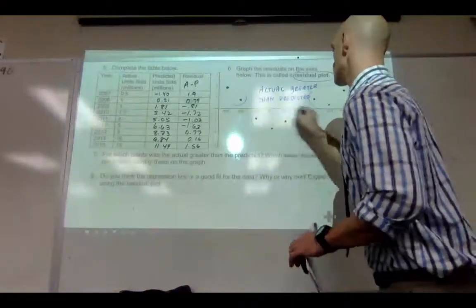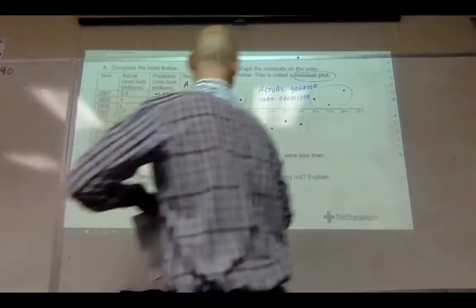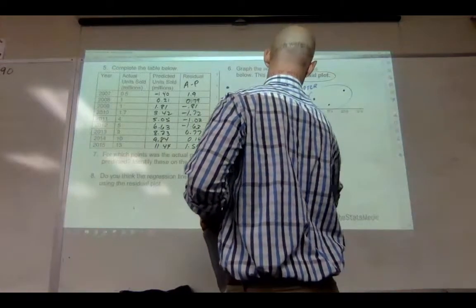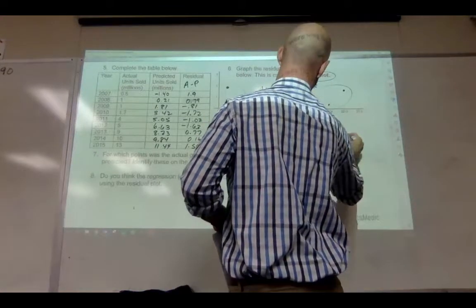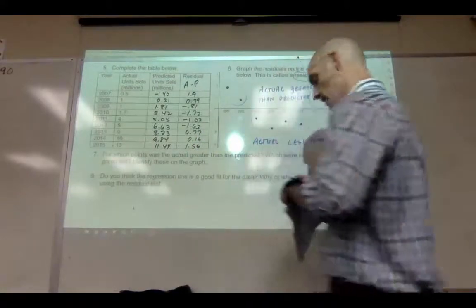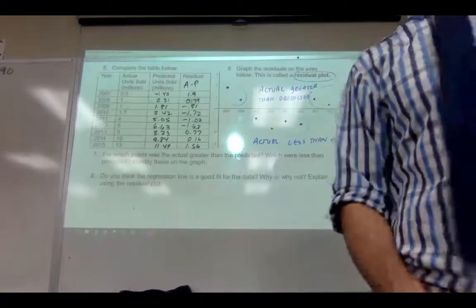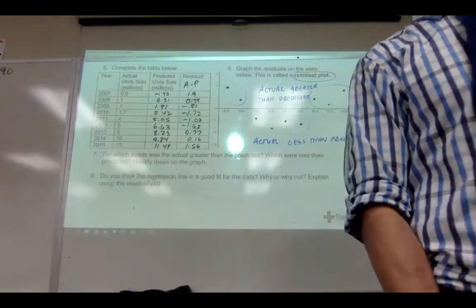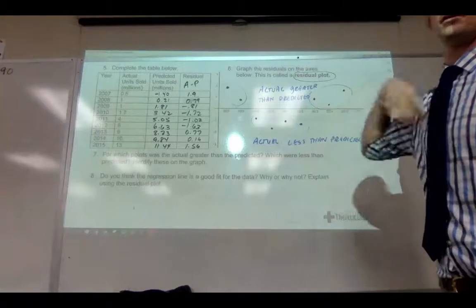But if it's negative, the actual was less than predicted. In this context, what do you want to happen? Which do you want to be greater, in selling iPhones? Yeah, you want your actual to be more, you want to sell more than you thought you were going to. You'd love that. People get in trouble in this area with this sort of thing.